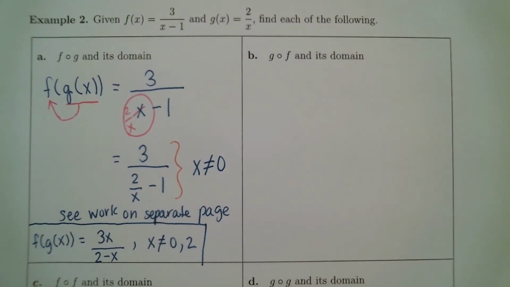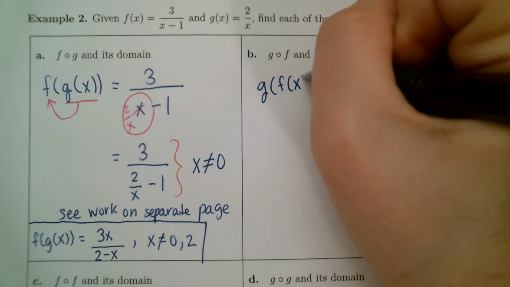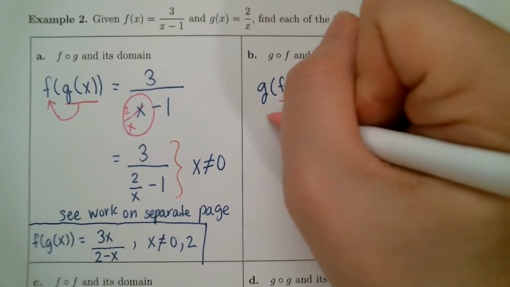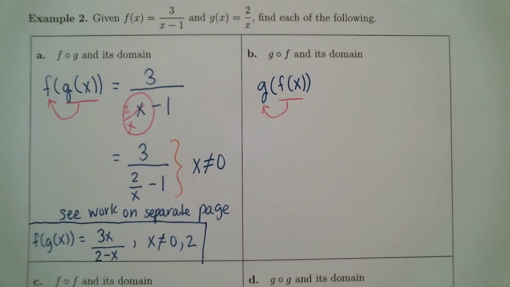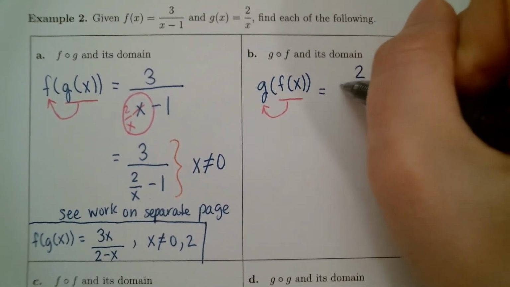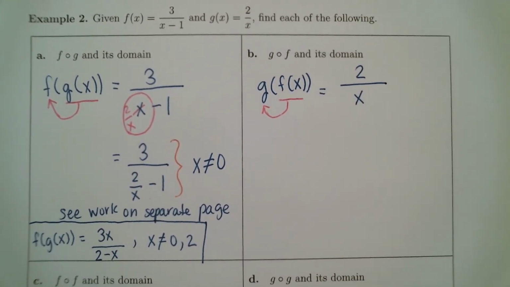Next, in example 2b, we're going to find g of f and its domain. So we're going to write down g of f of x. I am plugging f into g in this case. So I am going to write down g of x because that's what I'm plugging into. So g of x is 2 over x.